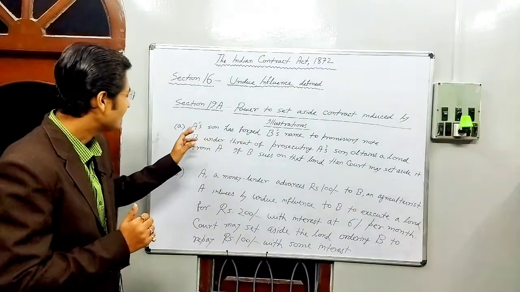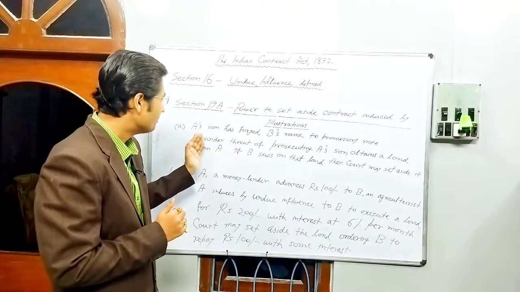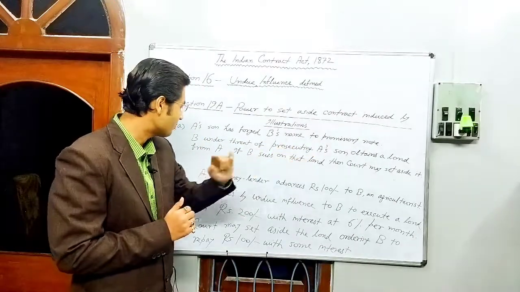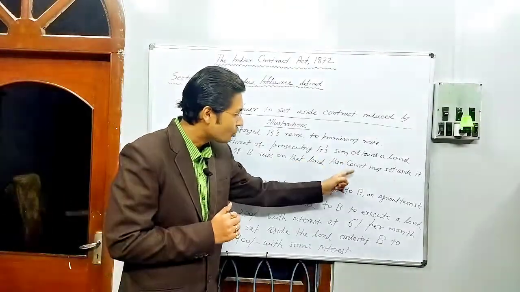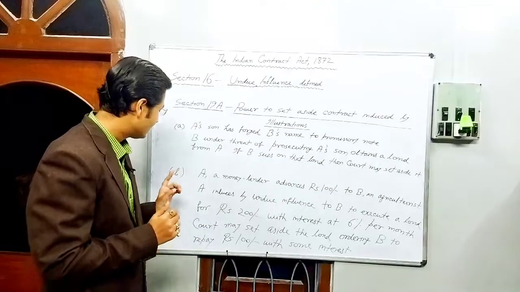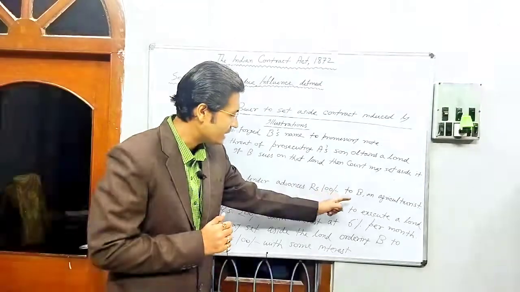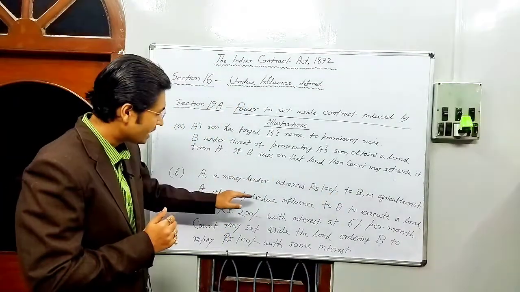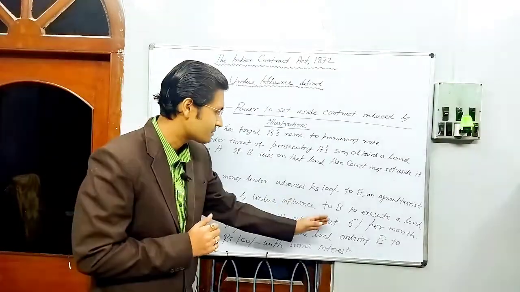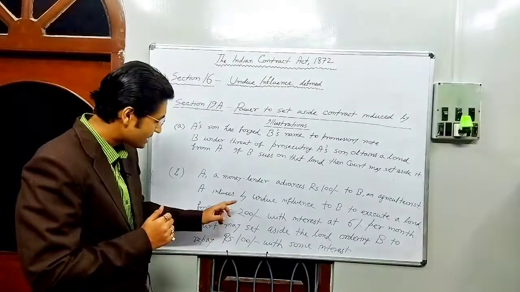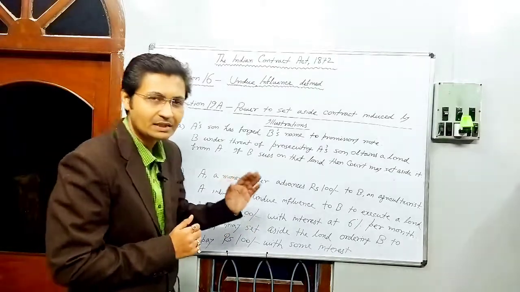So, as I have stated, in illustration A the son has forged B's name to a promissory note, and B under threat of prosecuting the son obtains a bond from A, and if B sues on that bond, then the court may set it aside. And in illustration B, A, a money lender, advances rupees 100 to B, an agriculturist, and induces B by undue influence to execute a bond for rupees 200 with interest at 6% per month. The court may set aside the bond, ordering B to repay rupees 100 with some interest.